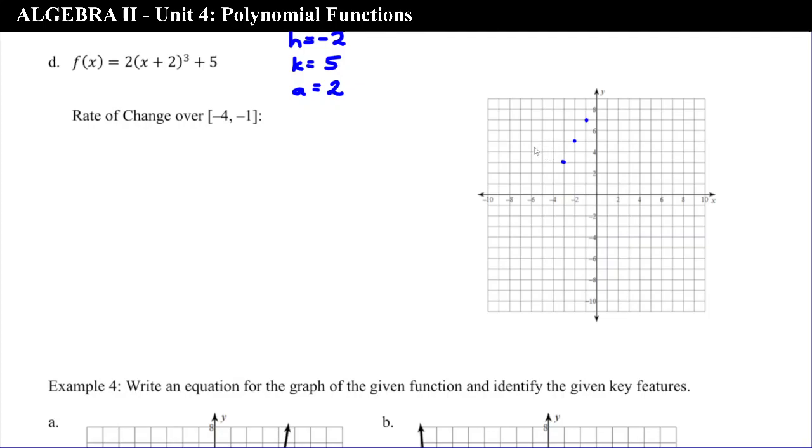So let's see if we have enough space to do that. 1, 2, 3, 4, 5, 6, 7, 8, 9, 10, 11, 12, 13, 14, 15, 16. We have just enough space to do that. And so now we can draw the sketch of our curve.